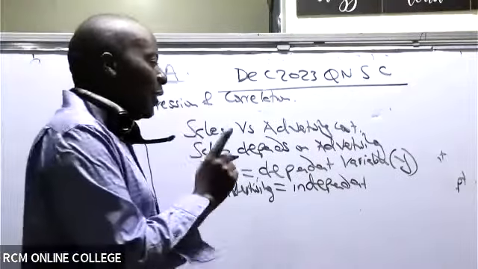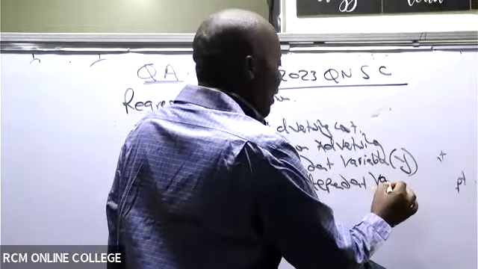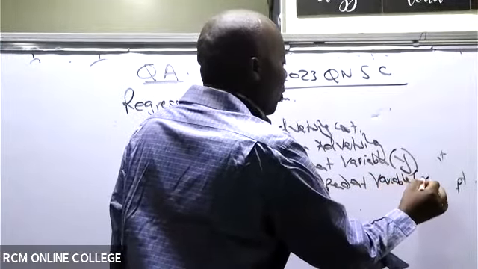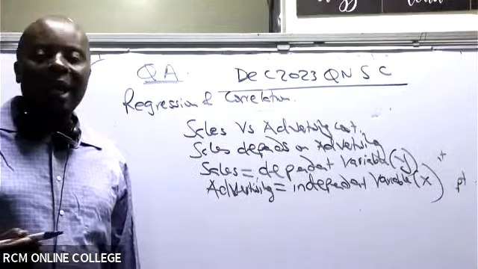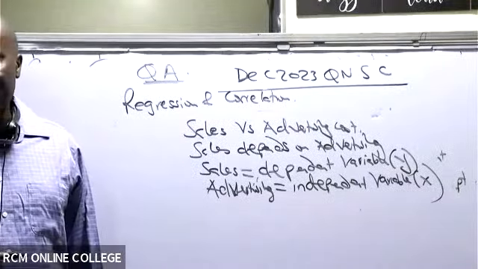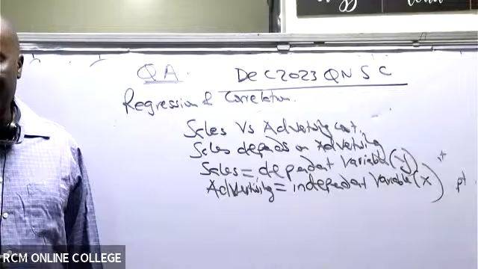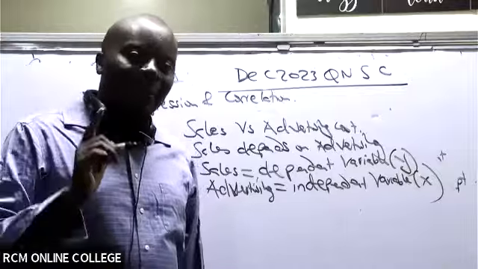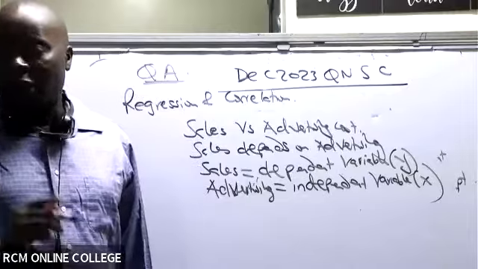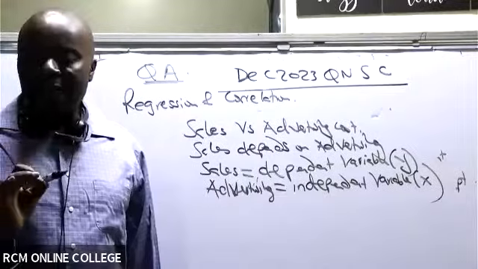And then we have an independent variable. The independent variable will be your what here? Will be your X. So always remember, dependent is Y and the independent is X.